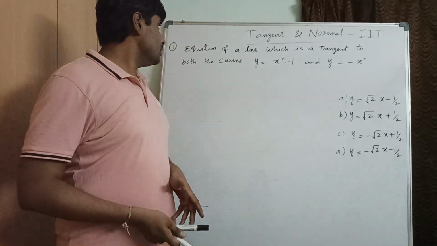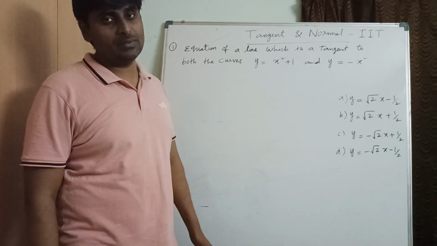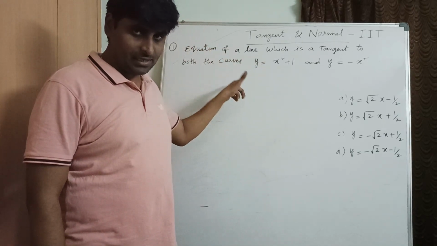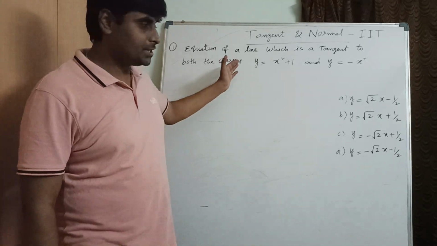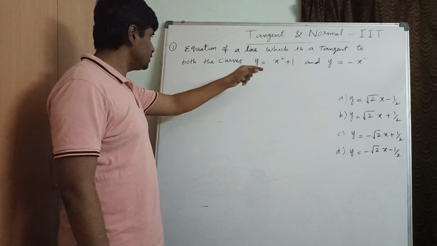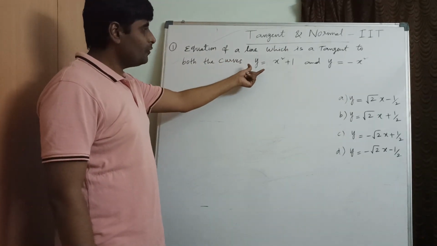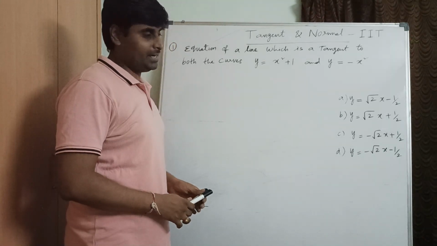So today in this lecture also we are going to discuss some more problems from this topic, tangent and normal. Okay, so let us go forward. Let us have a look at this question. Find the equation of a line which is a tangent to both the curves y equals x square plus 1 and y equals minus x square.